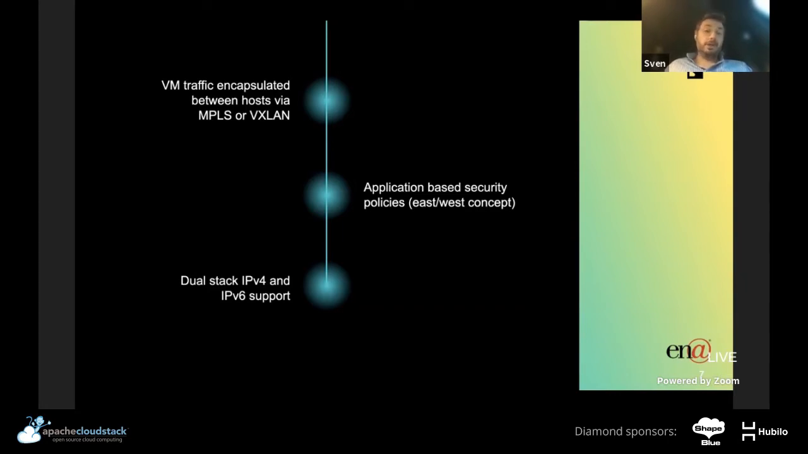Then you have an application-based security policy, an East-West concept. It's the same as I think Nuage had, and the same as if you use NSX from VMware. And what's also important, I think, in the meantime, we have it in CloudStack too in the routers: dual stack IPv4 and IPv6 support. And yeah, that was important.